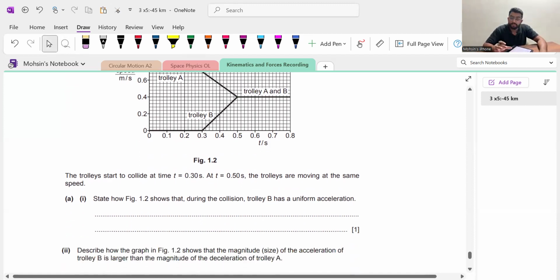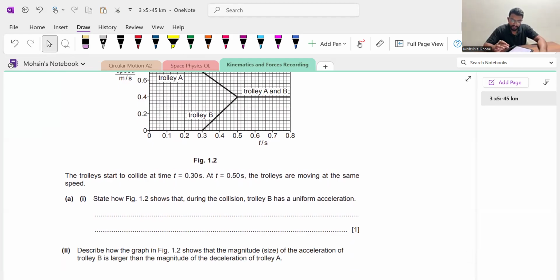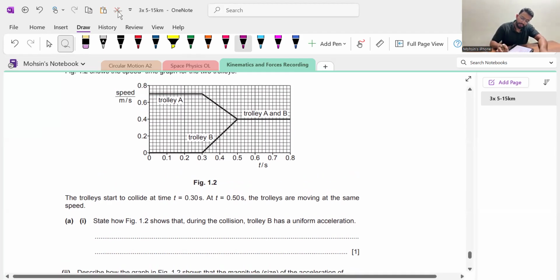The trolleys start to collide at time t equals 0.30 and end at t equals 0.50. The trolleys are moving at the same speed. State how figure 1.2 shows that during the collision, trolley B has a uniform acceleration.